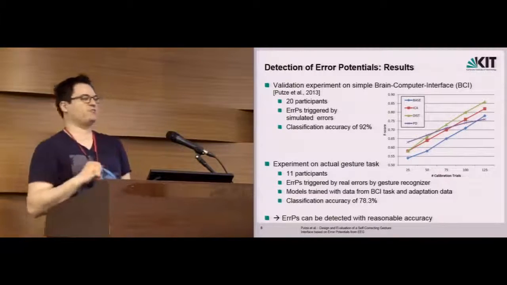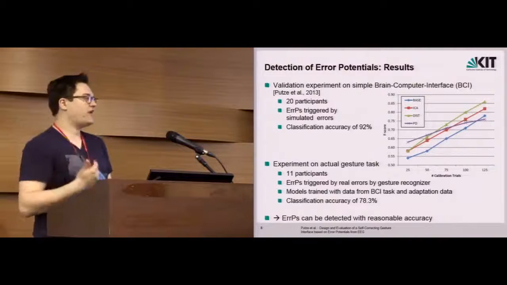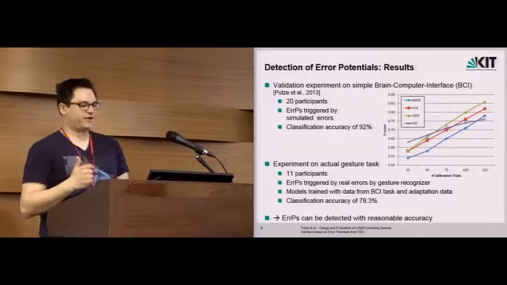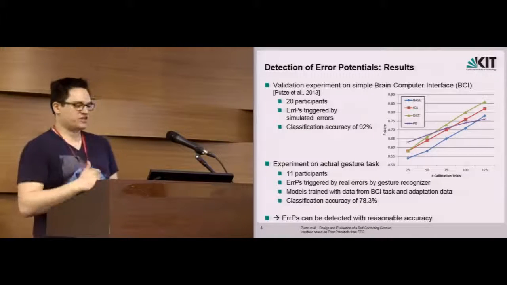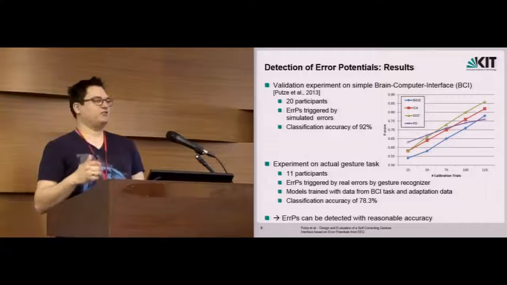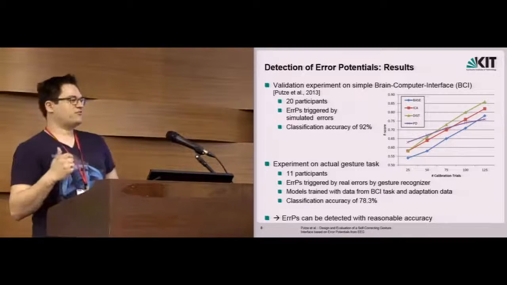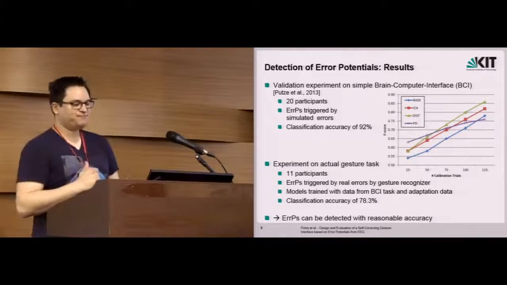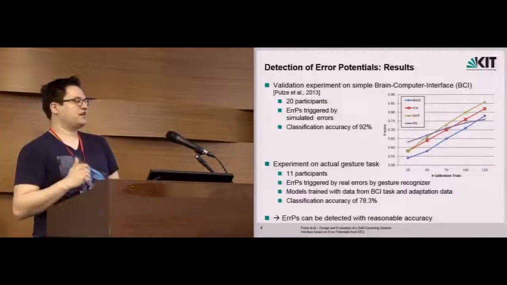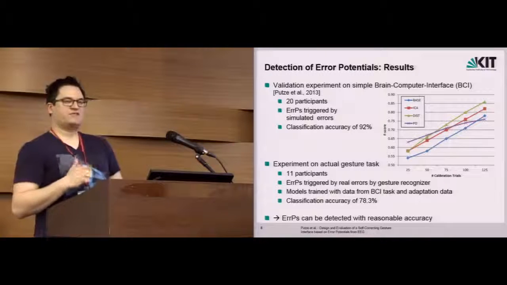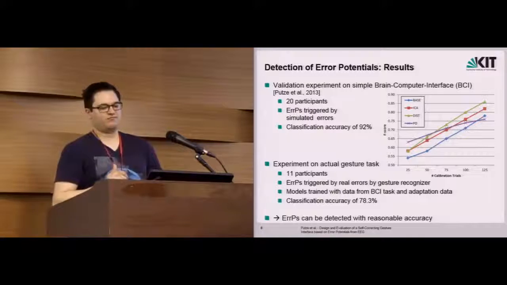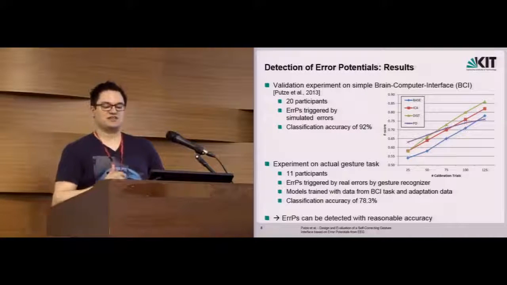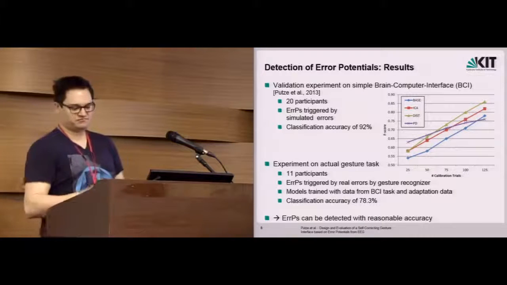And then afterwards, we performed another experiment using our actual gesture task with 11 participants. And here now errors were triggered by real errors from the GestureRecognizer. We used classification models trained from data from the first task and from using some adaptation data. And we achieved a classification accuracy of slightly more than 78%. So taking those 2 results together, we see that error potentials can be detected with reasonable accuracy.